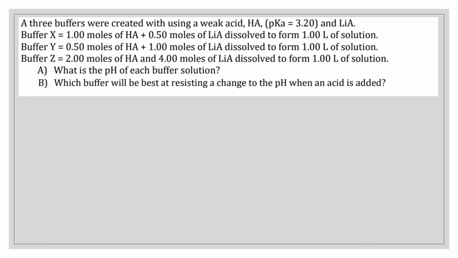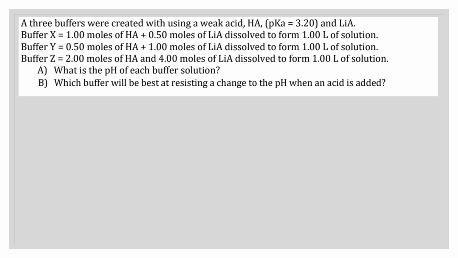So three buffers were created with a weak acid that has a pKa, and then you have lithium and some whatever the anion is. You have a buffer X with 1 mole of HA and 0.5 moles of LiA, and they're all dissolved in the same solution. That makes it way easier. You have buffer Y with 0.5 moles of the acid and 1 mole of the conjugate of lithium and the anion. You have buffer Z that has 2 moles of HA and then 4 moles of the lithium and anion. What is the pH of each solution?